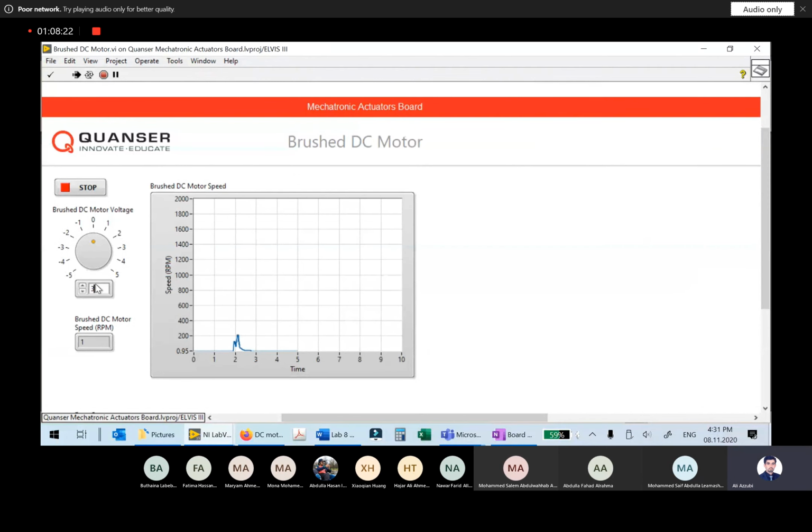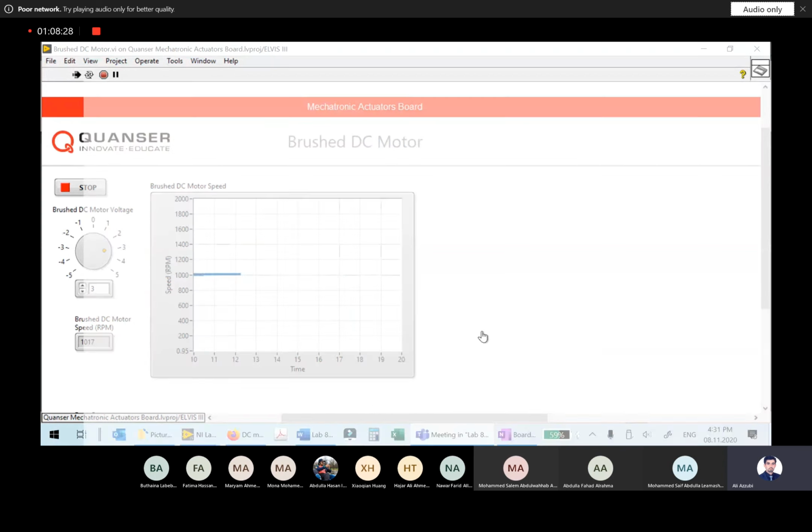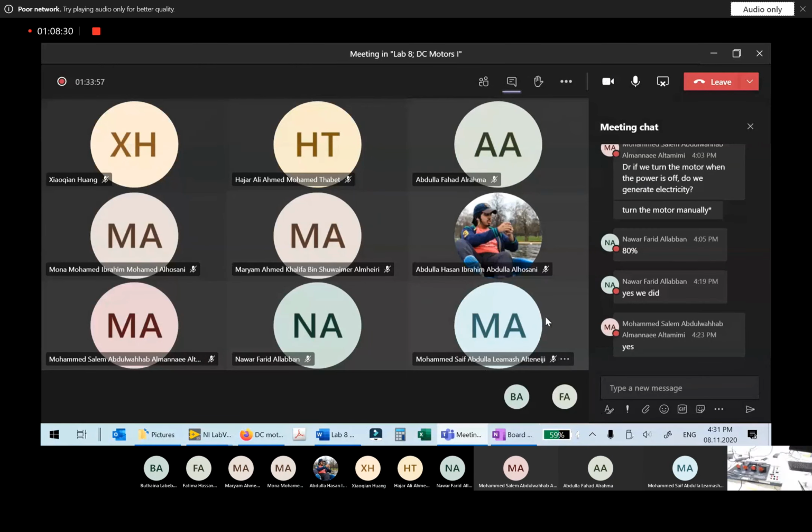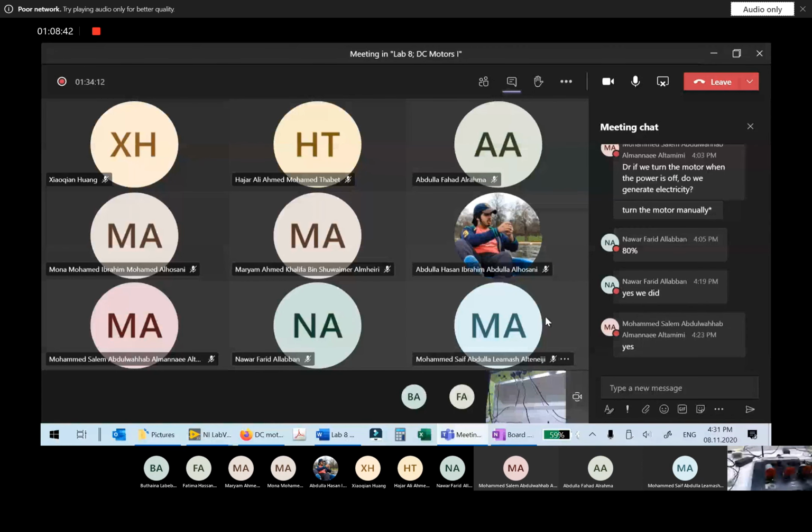Okay, let me just do a test. Now I see the motor rotating, and here I can see some RPM. Let me open the webcam. It's not going to be perfectly clear. Okay, so basically this is my motor rotating now.